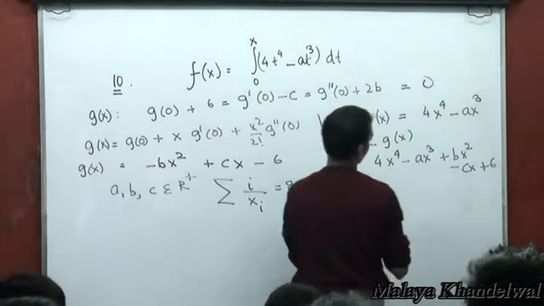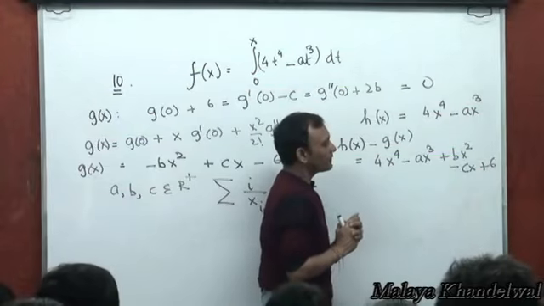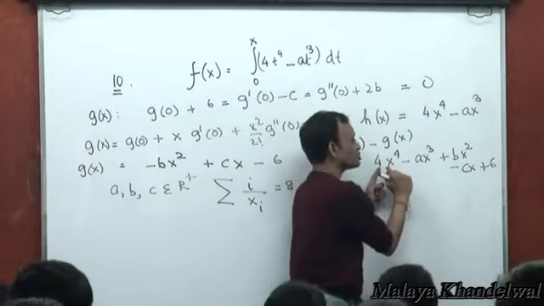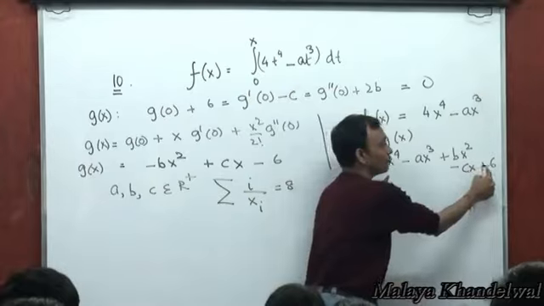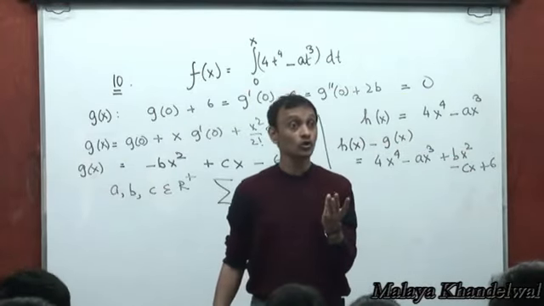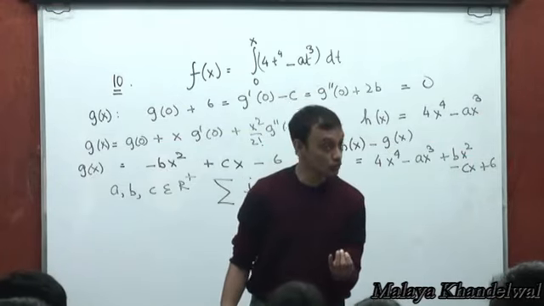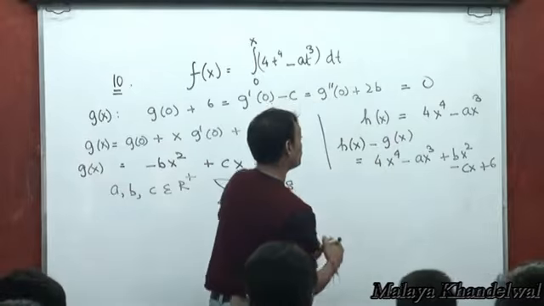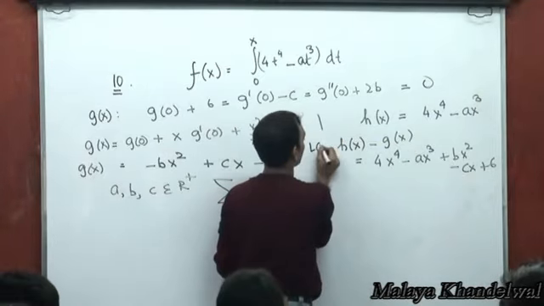If a, b, c are all positive real numbers, look at h(x) minus g(x). Change of sign: 1 change of sign, 2, 3, 4 changes of sign. That means it has either 4 positive real roots or 2 or 0 positive real roots. Right? Descartes' rule of signs. Now, if you replace x by minus x, this is the function L(x).